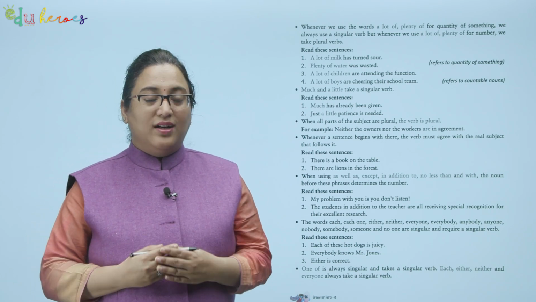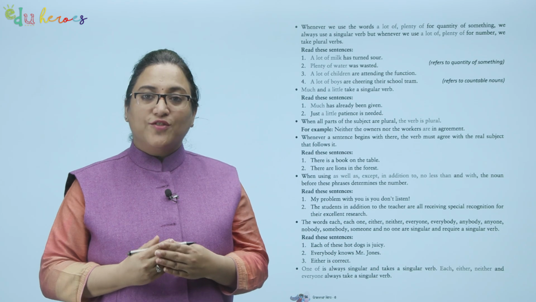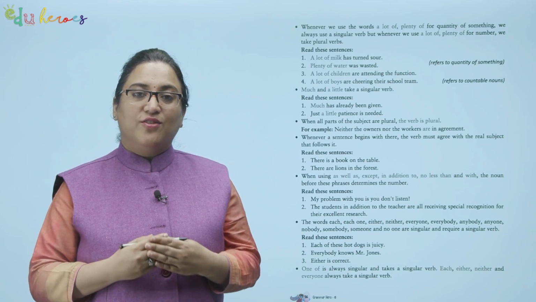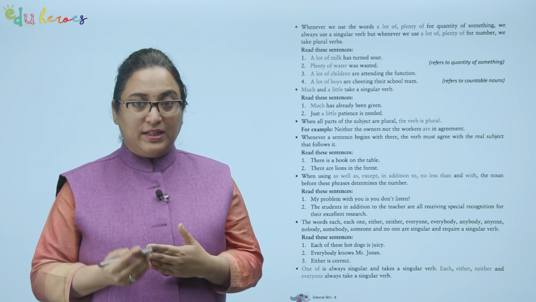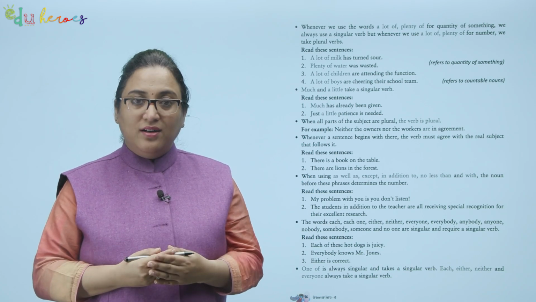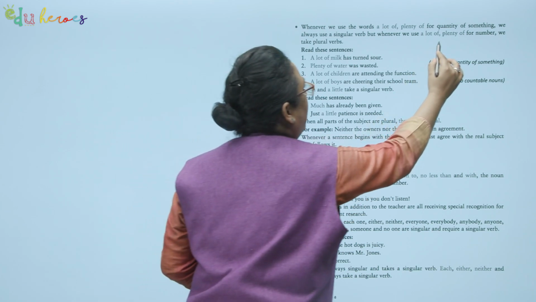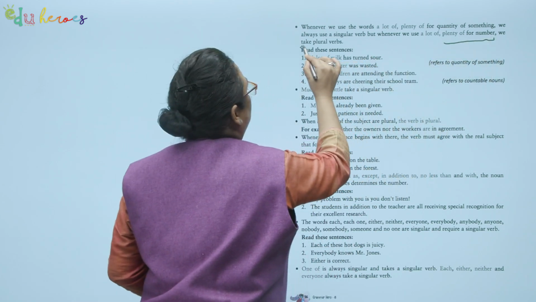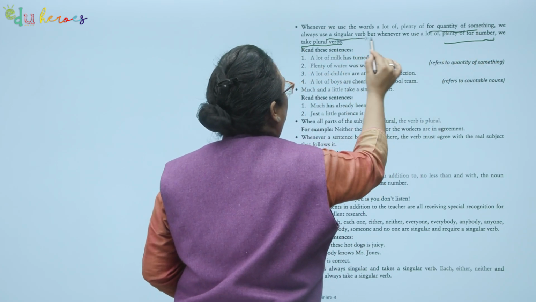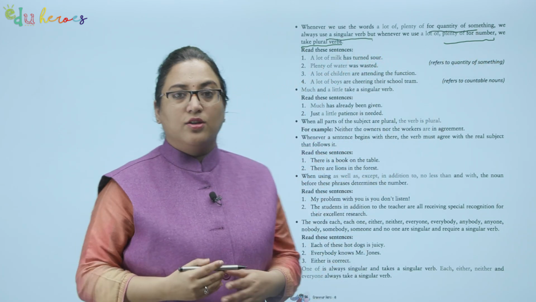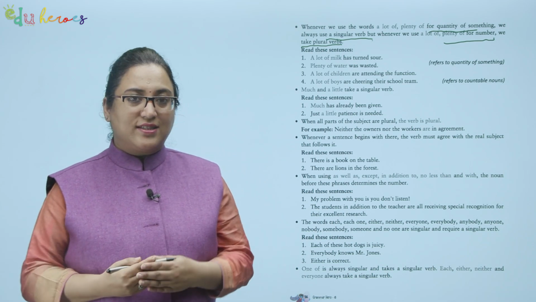Whenever we use the words a lot of, plenty of for quantity of something, we always use a singular verb. But whenever we use a lot of, plenty of for number, we take plural verbs. So when for number we use plural, and when for quantity we use singular. So let's remember this difference.